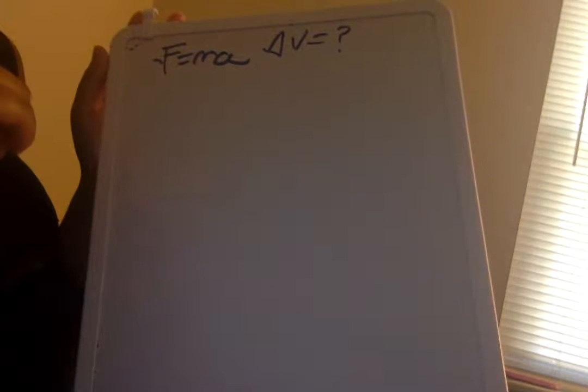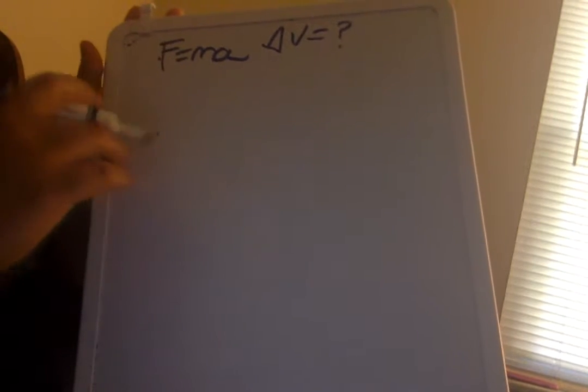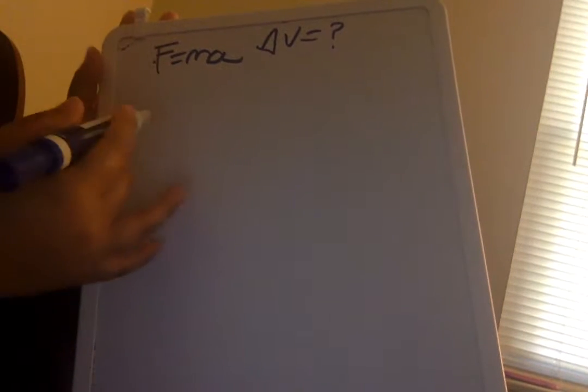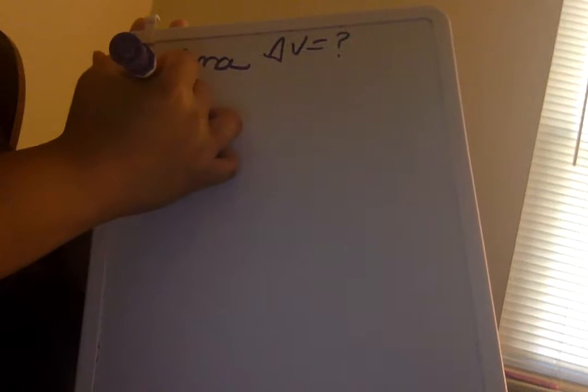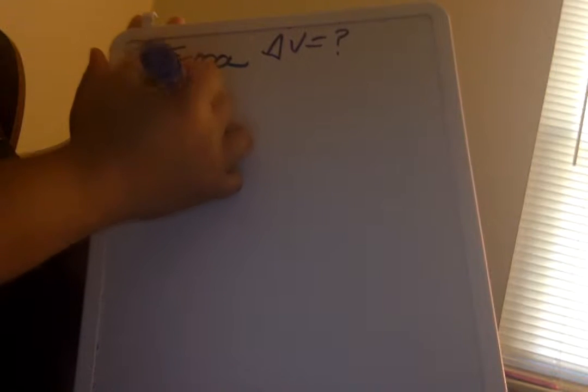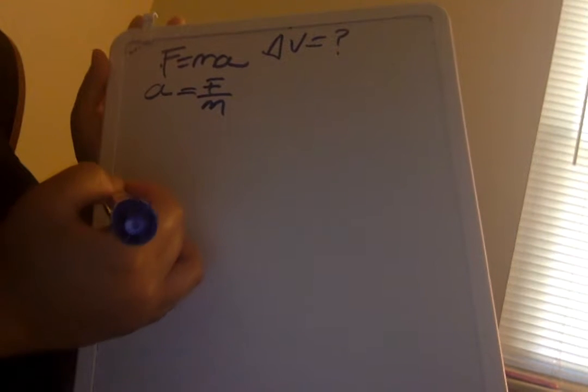So let's start with Newton's second law: force equals mass times acceleration. The question is actually asking for the change in velocity, which is delta v. So basically, what is going on here is the equation can be manipulated to find delta v. F equals ma is Newton's second law, and we can manipulate this equation to find acceleration is equal to F over m, right?